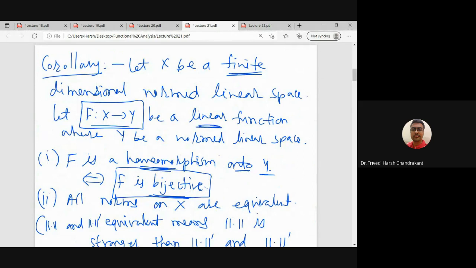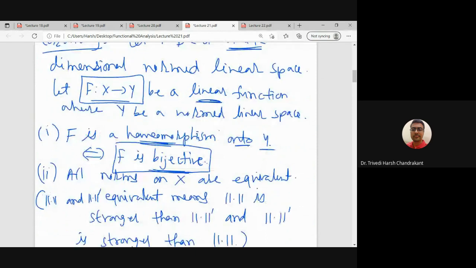So linearity we are using here, F is linear, and then we are using this dimension result from linear algebra. If F is not linear, this result is not true. You can try some example. So the first condition does not hold if F is not linear.